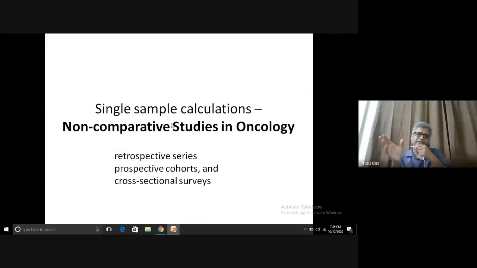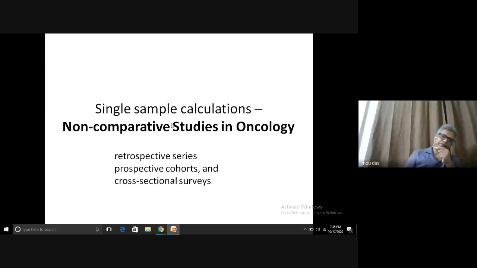What about sample size calculation for non-comparative studies? Suppose you as a postgraduate want to do a retrospective study and find out the average response to radiotherapy in your cervix cases in your hospital. What sample will you need? Or you want to do a prospective cohort, you do a new fractionation, a different type of hyperfractionated schedule, you want to find out the response rate, what would be the sample size?